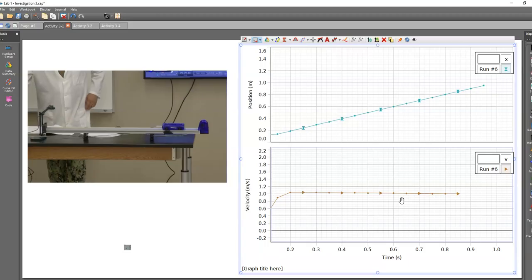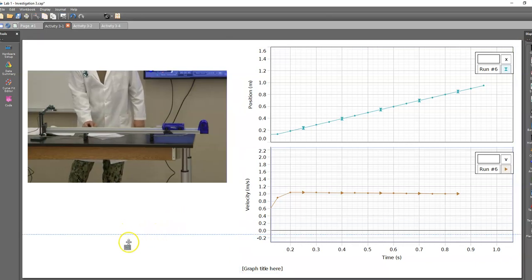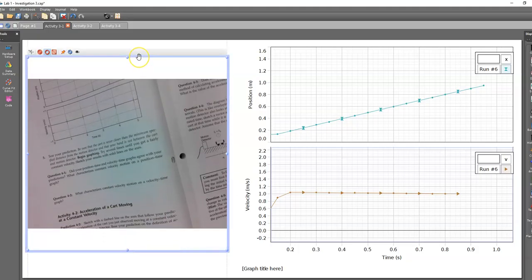Okay? Question 4-1, did your position-time and velocity-time graphs agree with your predictions? What characterizes constant velocity on a position-time graph? We already talked about that. And what characterizes constant velocity on the velocity-time graph? Now, activity 4-2 is what does the acceleration look like? So in activity 4-2, the good news is I don't have to do much of anything.